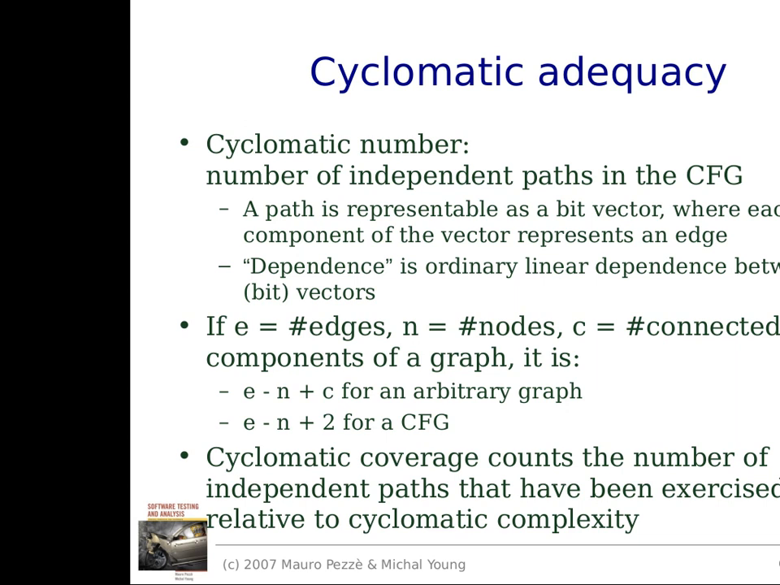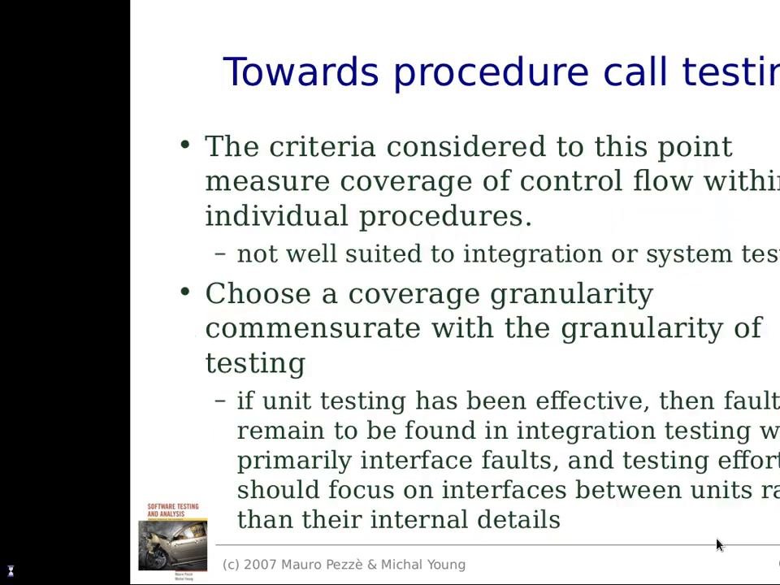All right, then we got cyclomatic adequacy, number of independent paths in the CFG. So this is the total number of paths that we could have. Basically, it counts the number of independent paths that have been exercised relative to its actual complexity. All right, I'm not going to go into this too much.